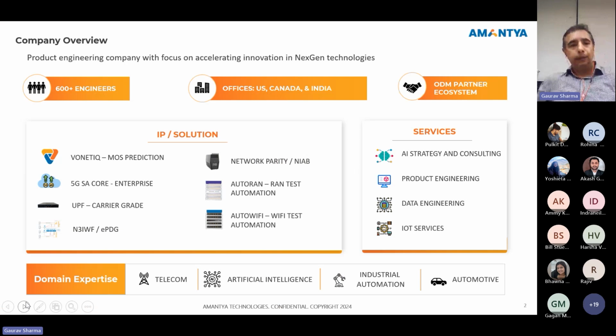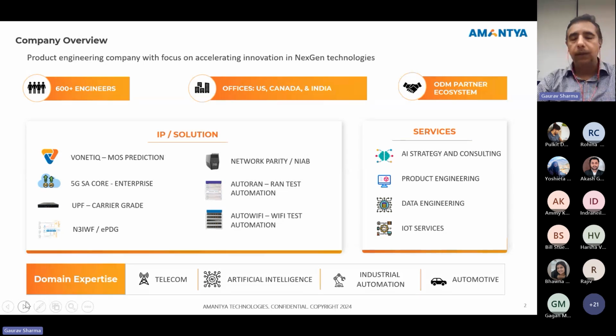Just to give you some context, let me talk a little bit about the organization. Amantya is a product engineering company wherein we focus on developing some of the next generation technologies and building products around them. Primarily, we build our products around the telecom domain. We have built our own 5G SA core. We have our own user plane function as well. There are products that we built around these IPs as well.